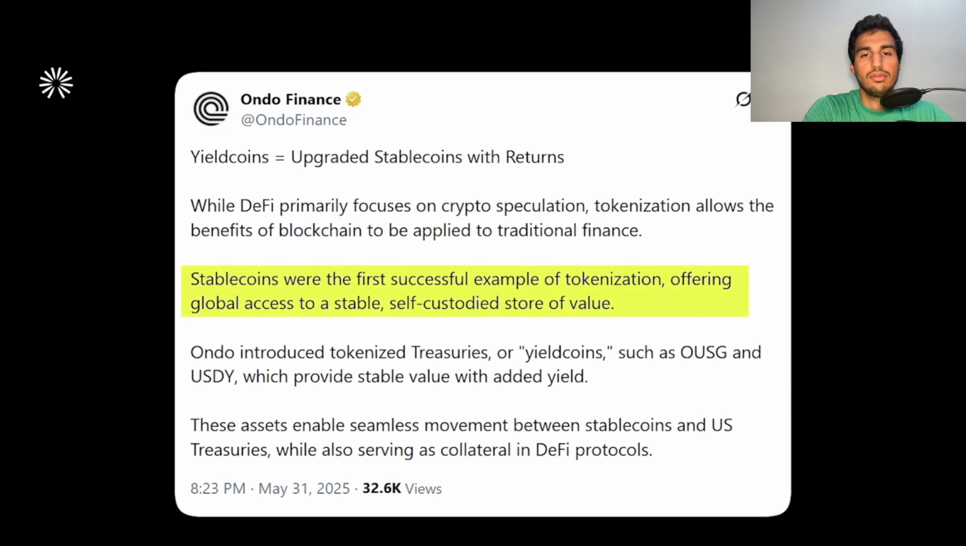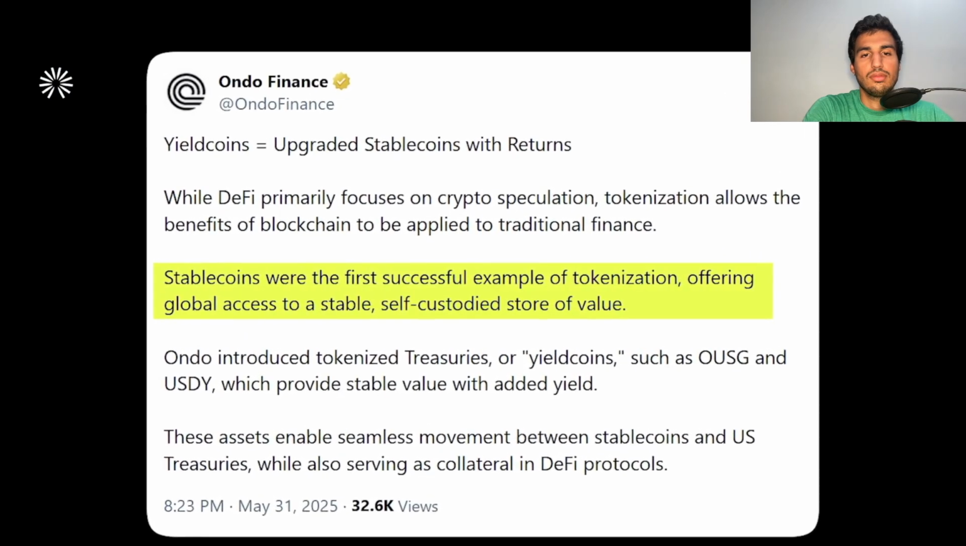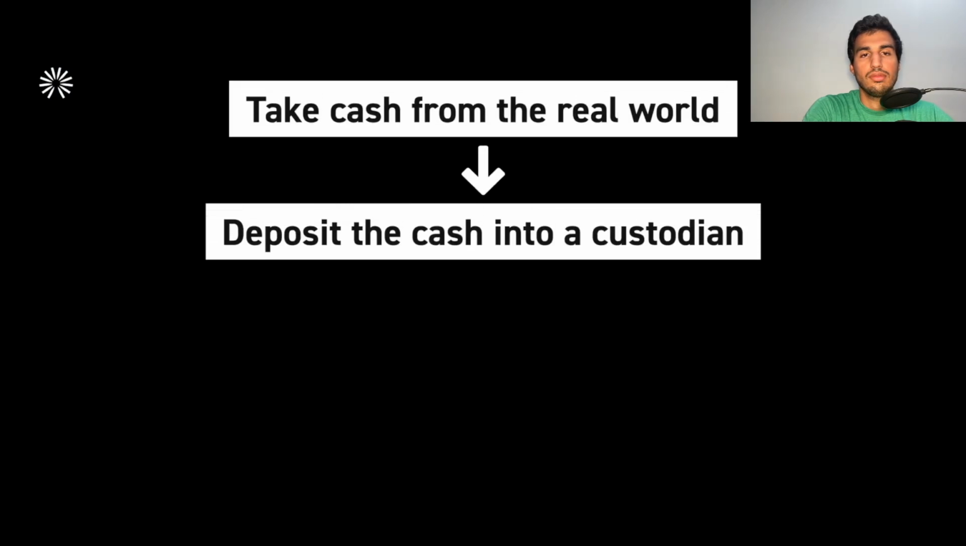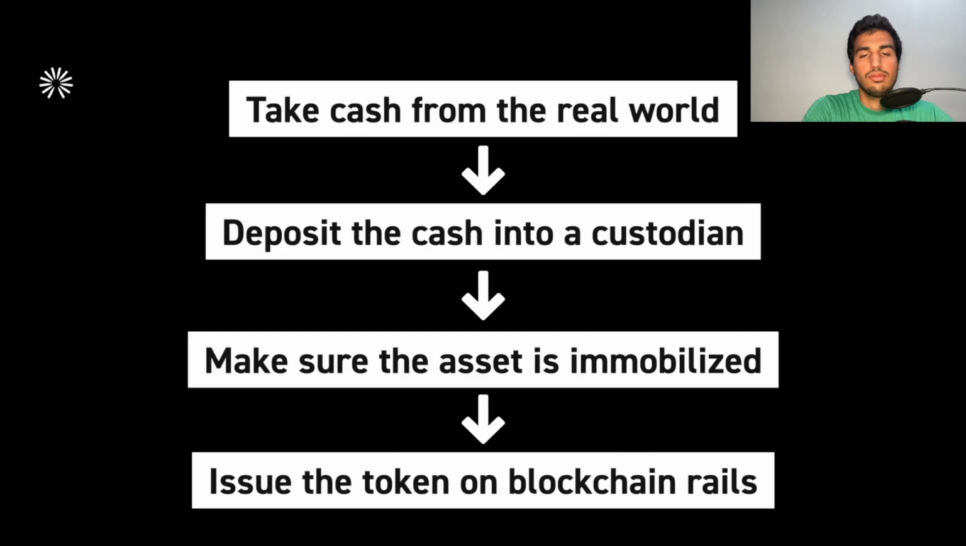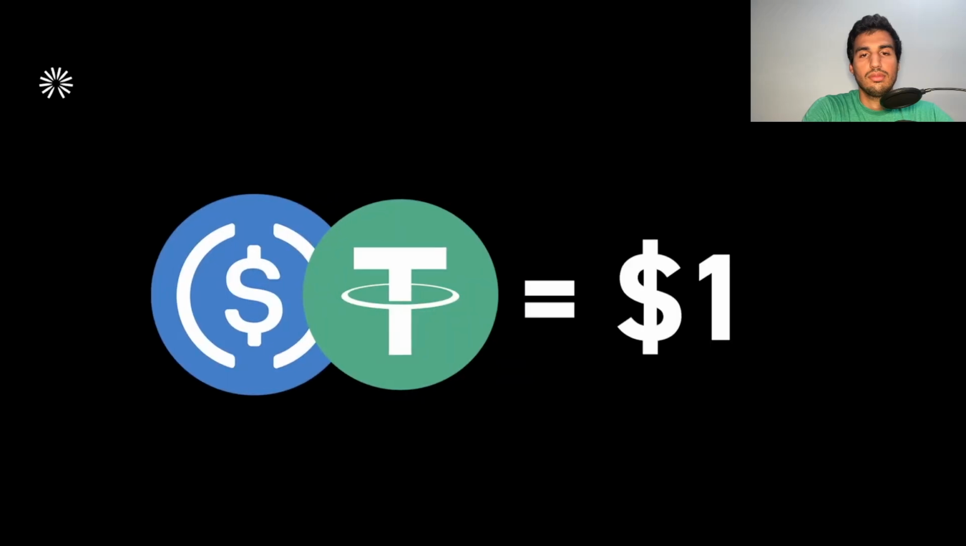just tokenized cash, right? You take cash in the real world, you put it into a bank account or a custodian, you make sure that it is immobilized, and then you issue a token on blockchain rails that represents or is backed by that cash in the custodian and is always redeemable for $1. That is a good example of tokenizing a real world asset.